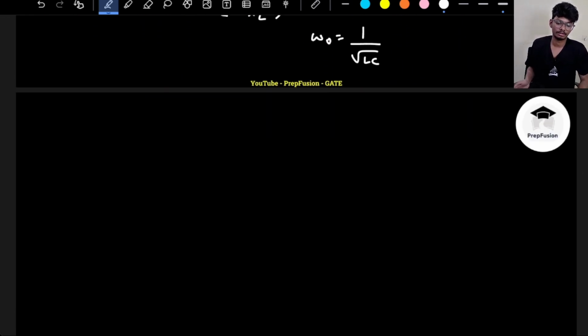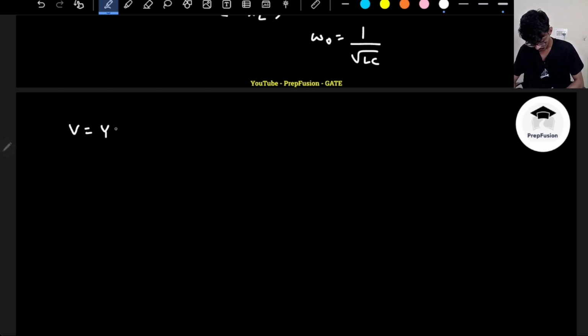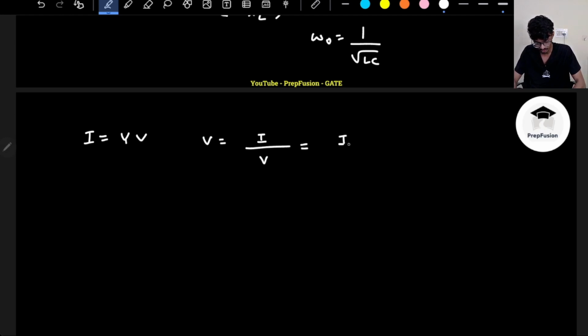What is the voltage at resonance? So voltage at resonance will be what? V will be equal to admittance into... not this, sorry. Current at resonance is admittance into voltage, correct? I don't know about voltage, I know about admittance. So my voltage will be current by admittance. My current is some constant value current only.